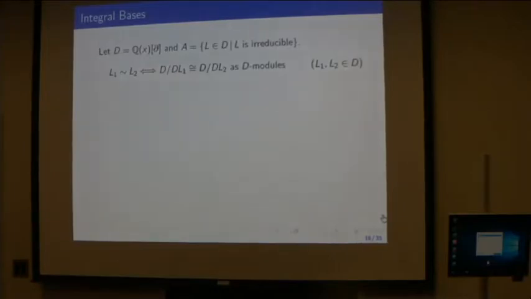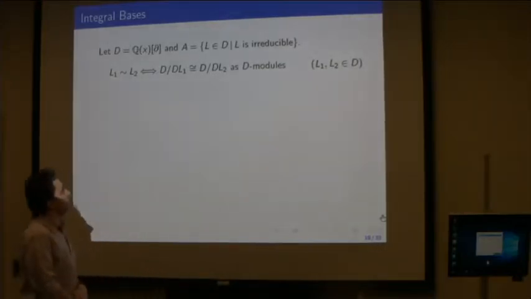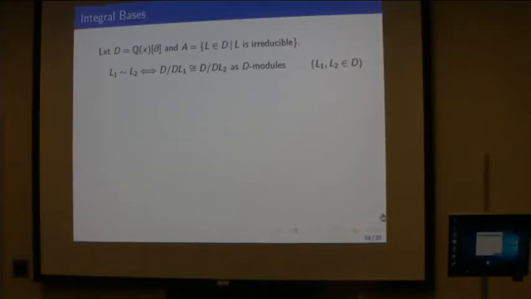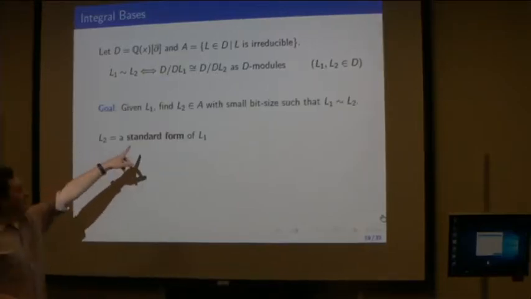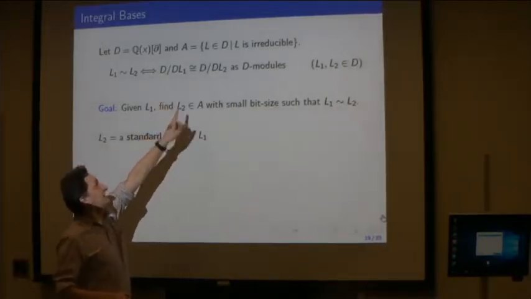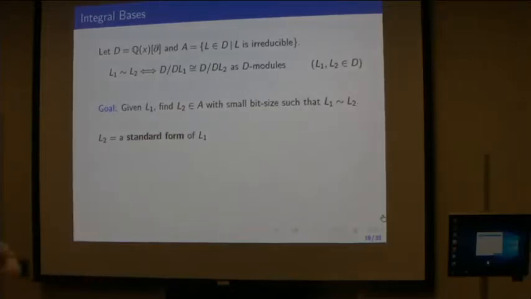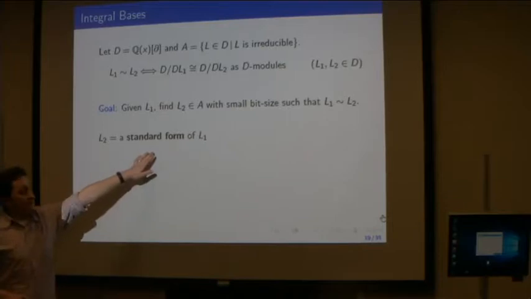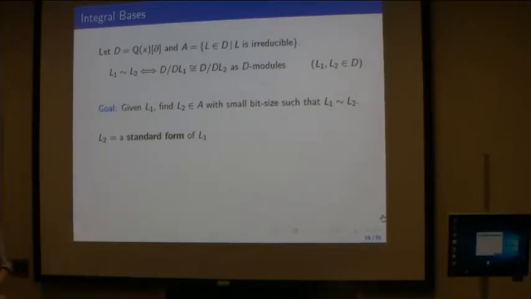So now let me talk about a similar case. We have D, the ring of differential operators with rational function coefficients, and we have A, the set of irreducible differential operators. We define an equivalence relation: L1 is equivalent to L2 if and only if these are isomorphic as D-modules. So this is very similar. Our goal is, given L1, find L2 in A with small bit size such that D over D L1 is isomorphic to D over D L2. Similarly, I will say L2 is a standard form of L1.